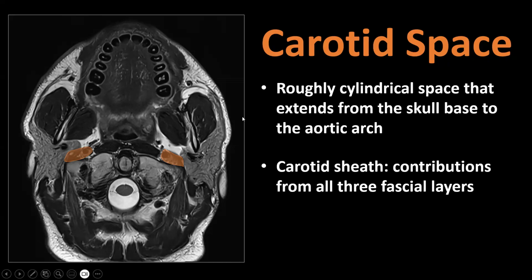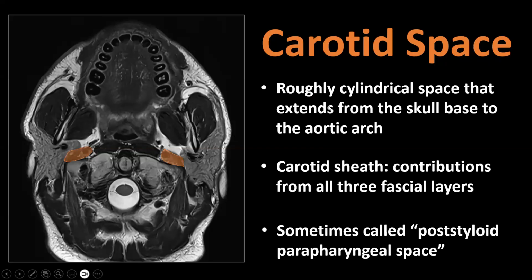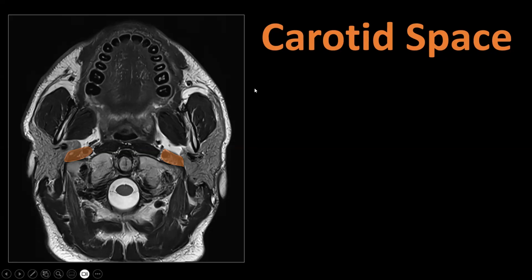It is surrounded by the carotid sheath, which receives contributions from all three facial layers in the neck, and it is sometimes referred to as the post-styloid parapharyngeal space. Because I find it a bit confusing, I always call it the carotid space, and the pre-styloid I always call the parapharyngeal space, but I already told you that.